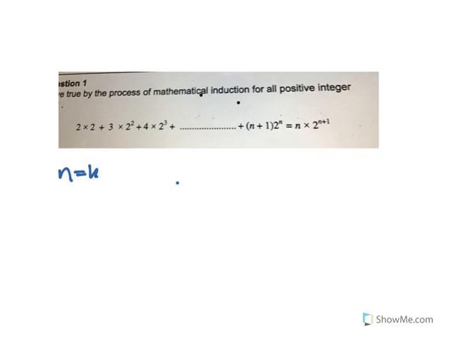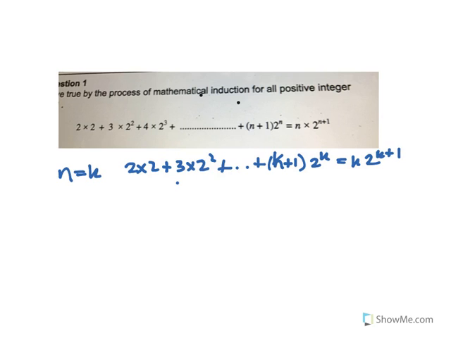Okay, so if you assume true for n equals k, that means that when n equals k, 2 times 2 plus 3 times 2 squared, up to (k plus 1) times 2 to the k equals k times 2 to the k plus 1. Okay, so now what you have to do is prove true for n equals k plus 1.